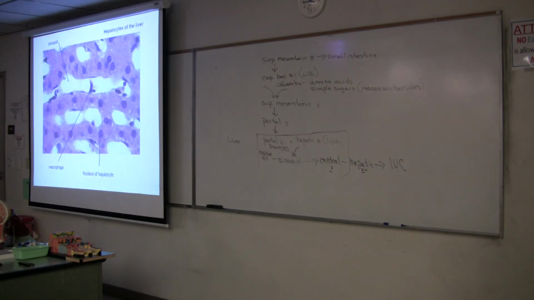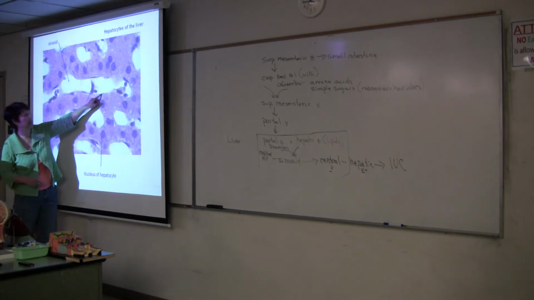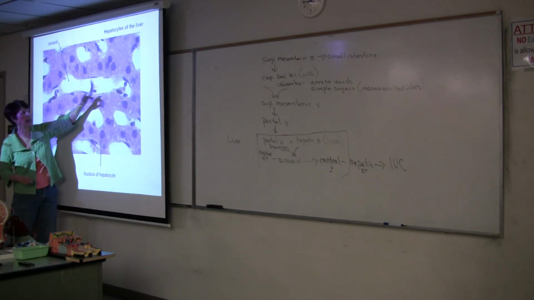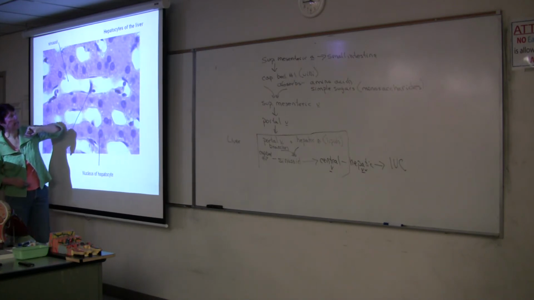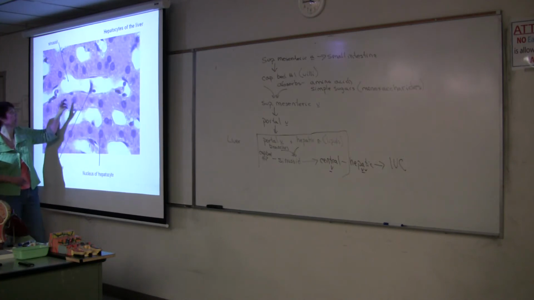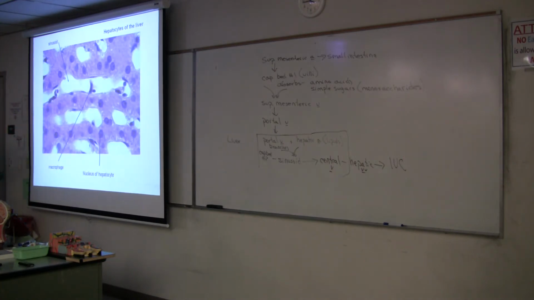Here's a close-up of the liver cells with the sinusoids, and they are lined by simple squamous epithelium. There's a little bit of a gap between the epithelium and the cell, and we'll look at that on EM. And here's some Kupffer cells, the macrophages that are found in the sinusoids.